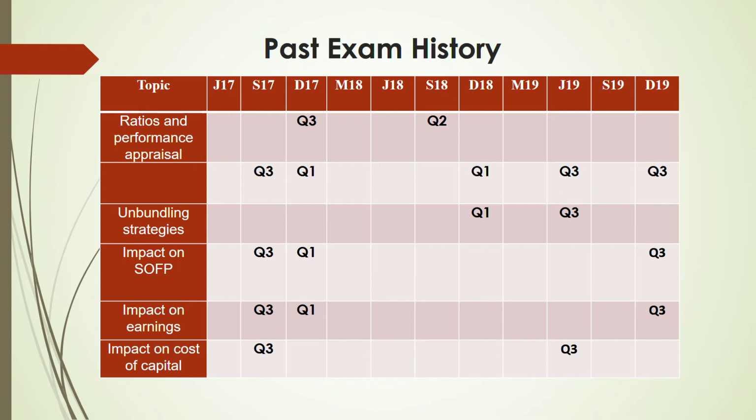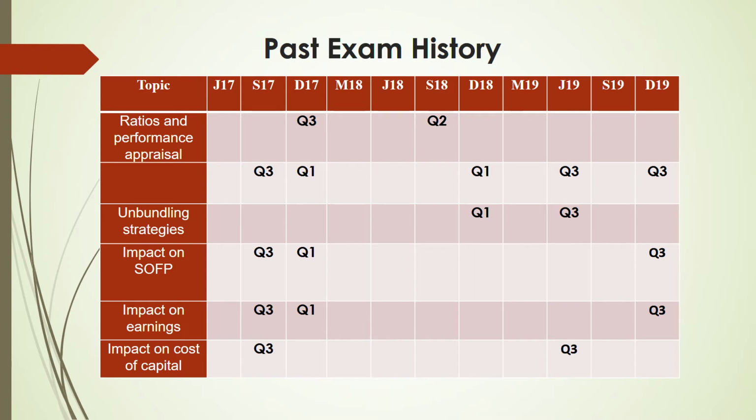As you can see, ratios and performance appraisal. We sometimes need to do ratios to see whether the business is failing or not, how the business is performing. Then we have unbundling strategies, impact on the statement of financial position, impact on earnings, impact on cost of capital. The last three are very important. What is the impact on the financial statements? What is the impact on the earnings? What is the impact on the cost of capital? You might be asked to show the impact.